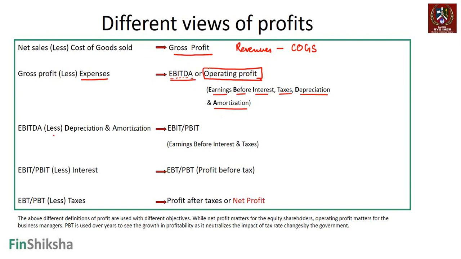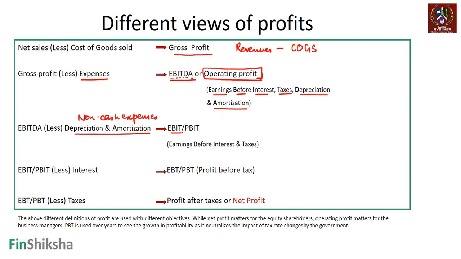From EBITDA, if I just subtract depreciation and amortization, this is a non-cash expense. What do we mean by a non-cash expense? We are just doing an accounting treatment for something, right? As I said, we are going to discuss depreciation in more detail in subsequent sections. For the time being, just park it here, leave it here, right?